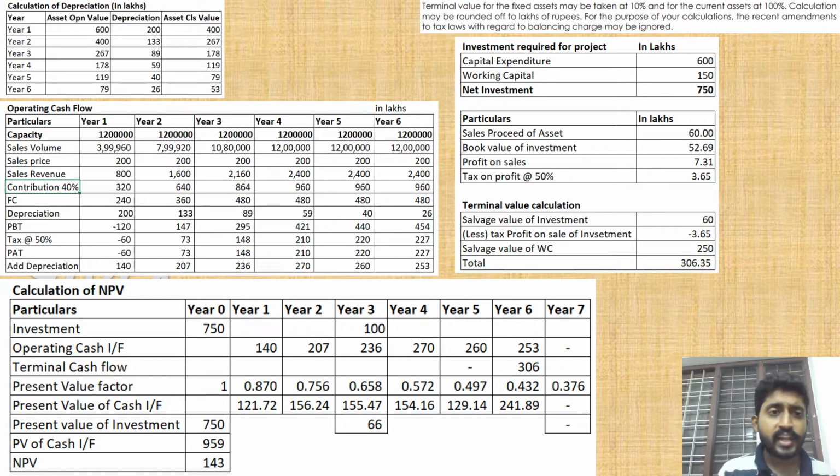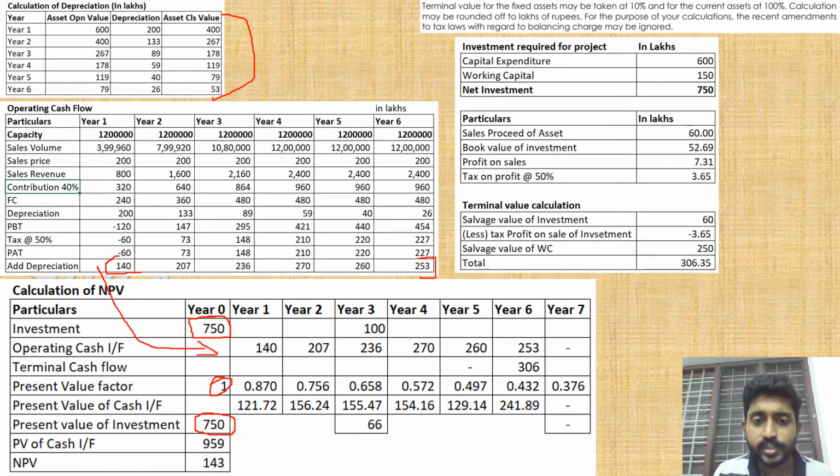What are the other details that are given? Depreciation values we have already calculated, and the operating cash flow we have already calculated in the previous slide. Now we are going for the NPV calculation. 600 is the capex investment, 150 is for the working capital, so 600 plus 150, total 750, is the investment in year 0 with a present value factor of 1 because it is already in current terms. So 750 multiplied by 1, total outflow for year 0 is 750. Next, I am bringing the operating cash flow here.